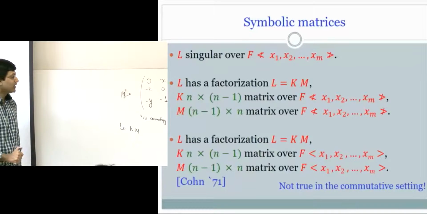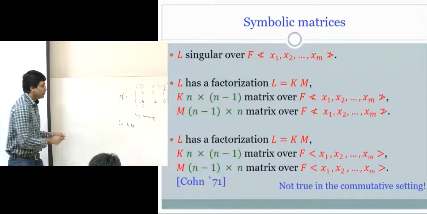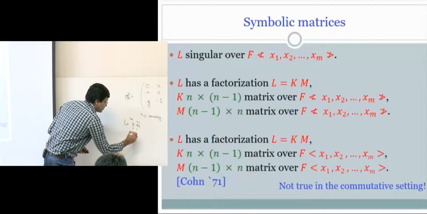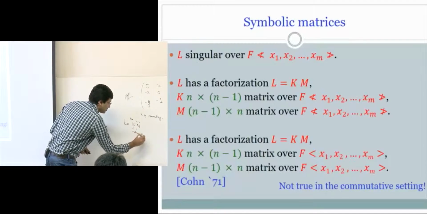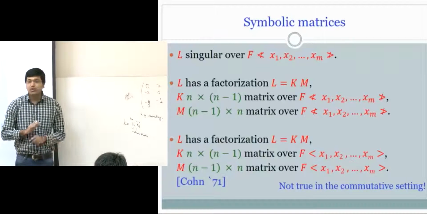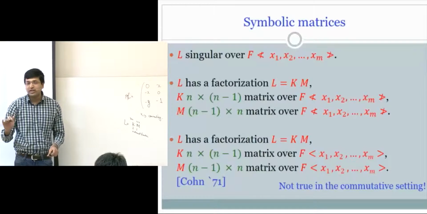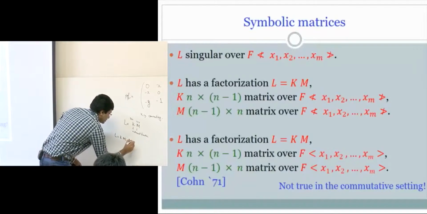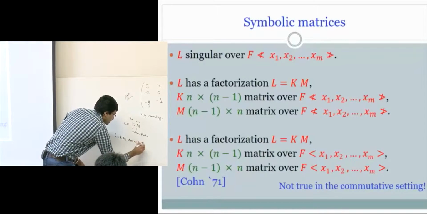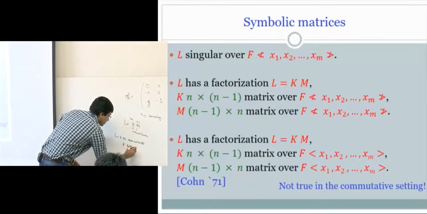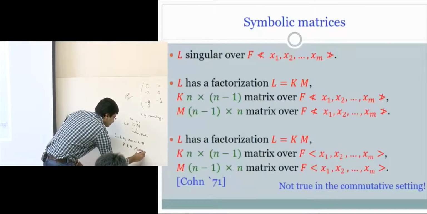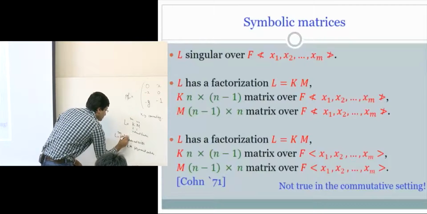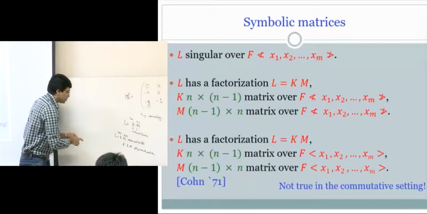So it's skew-symmetric. It's singular. So it has a factorization where K is 3 by 2 and M is 2 by 3, and the entries here are rational functions, commutative rational functions. But this matrix has no factorization if you only allow polynomial entries in K and M. Such a factorization does not exist if K and M have polynomial entries. I mean, this needs to be proved. It's a lemma.